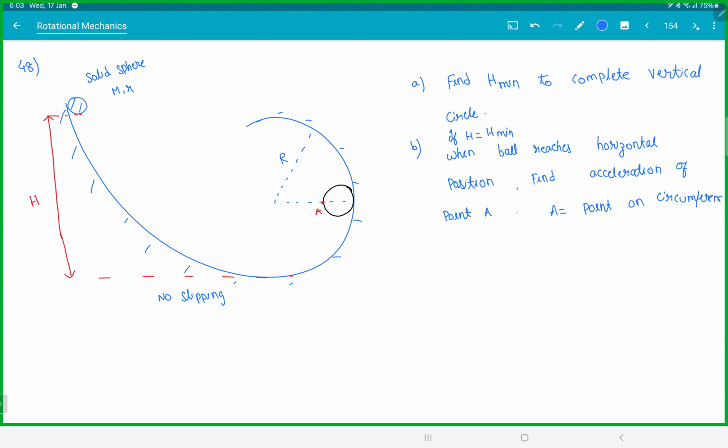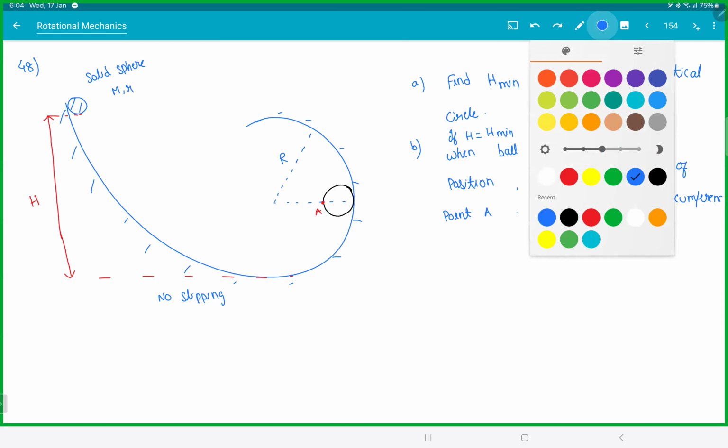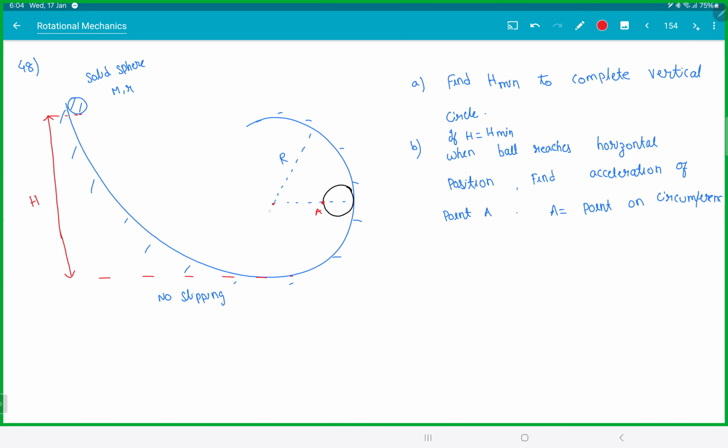So we have a solid sphere released from the topmost point here. Height h is from the bottom of this. So this sphere will come rolling. Remember, there's no slipping. So the question is find h to complete the vertical circle. If h is equal to h minimum, when this thing reaches the horizontal position, what is the acceleration of the point on the circumference? Is the question clear? Let's get this.